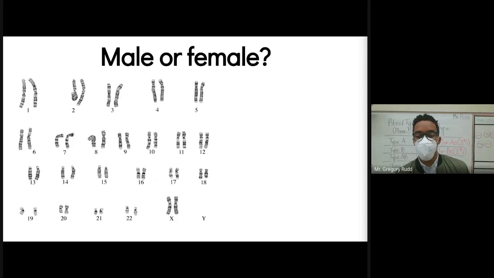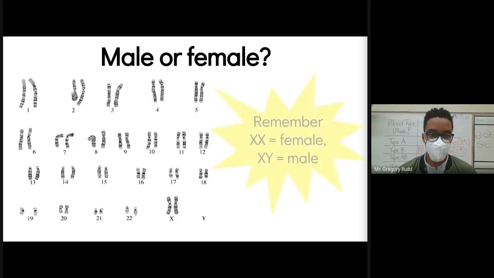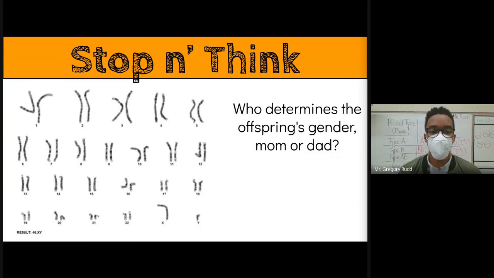Good, Abigail. Can you just explain how you knew that? There's no Y chromosome. Yeah, so Abigail was able to look at that very last pair, the 23rd pair. The 23rd pair shows you the two sex chromosomes. This person has two sex chromosomes that are both X's. There is no Y. So we know that they are a female. They have two X chromosomes. Good. Remember, XX equals female, XY equals male.